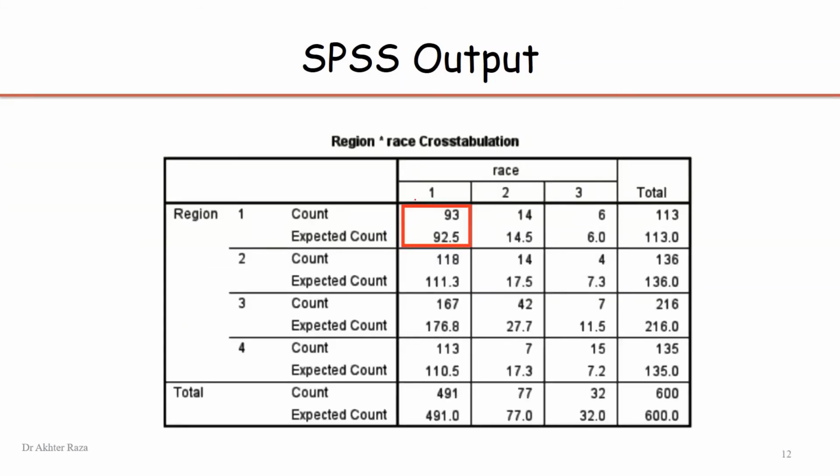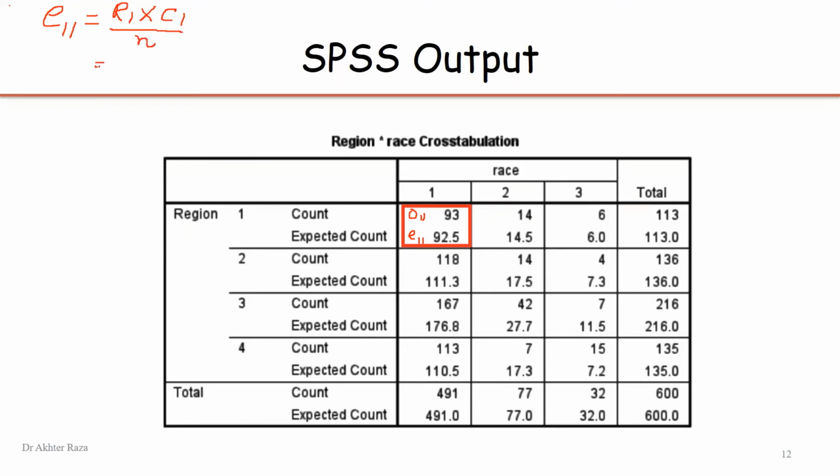The next output is the output of the expected and the observed frequencies. This is the observed frequency O11. This is the expected frequency E11. E11 can be computed by the formula: E11 is equal to the first row total R1 multiplied by the first column total C1 divided by the grand total.